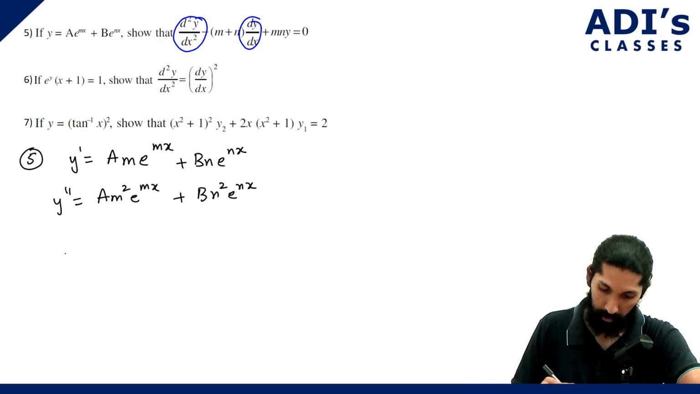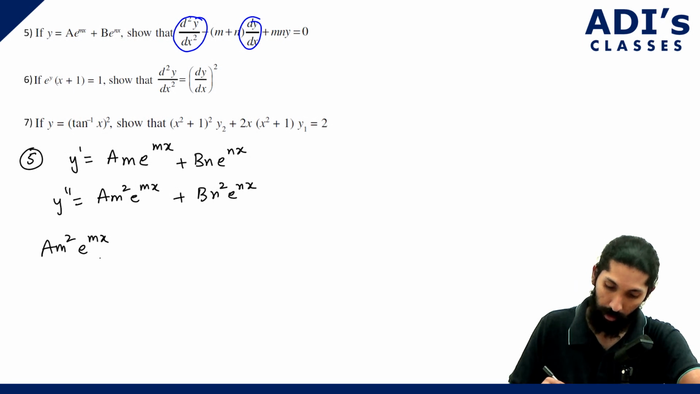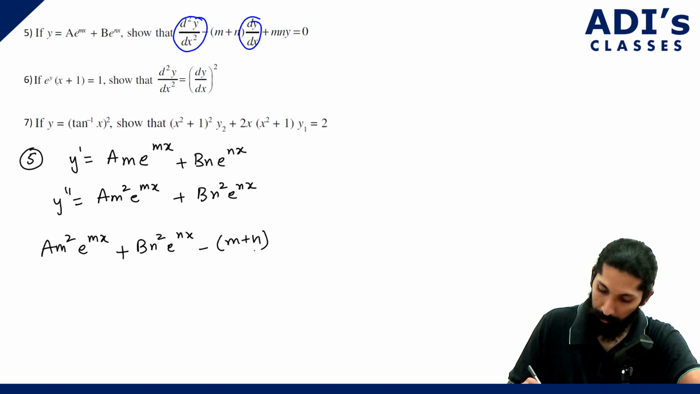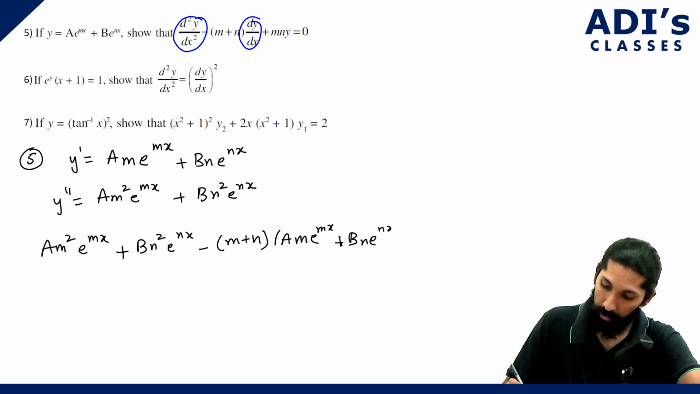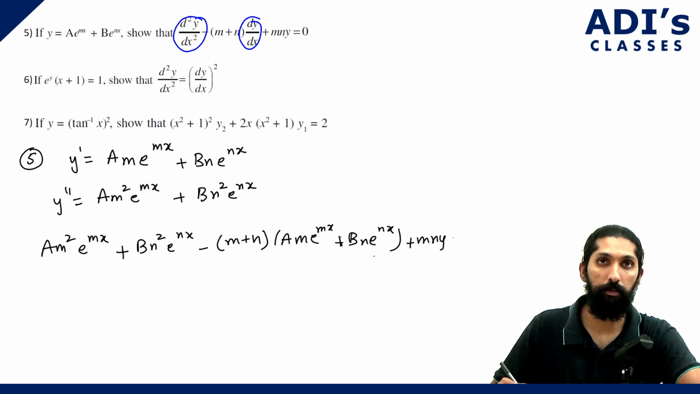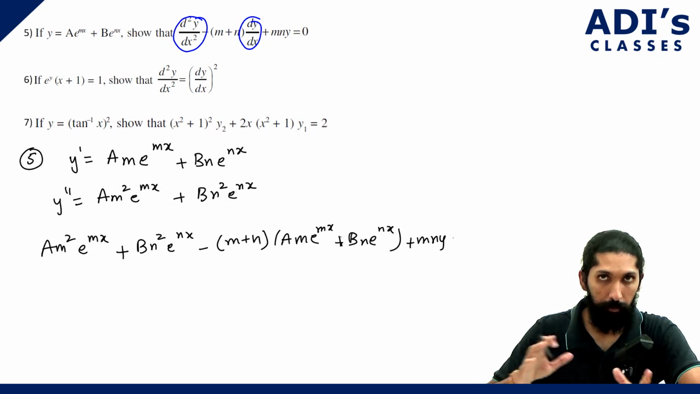Y double dash, that is a m square e power mx plus b n square e power nx. Y double dash minus of m plus n into a m e power mx plus b n e power nx plus mn into y. You need to prove that this value is 0, isn't it? So let's do the normal multiplication and we'll figure it out.